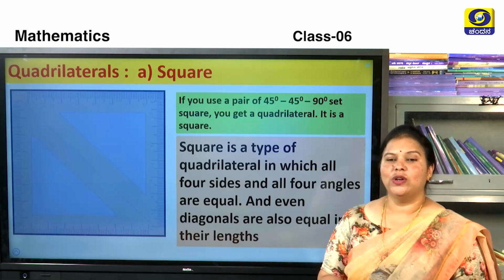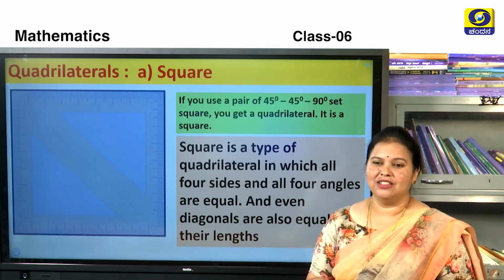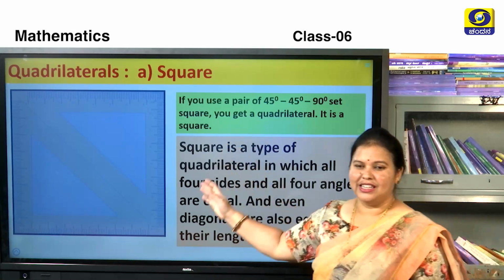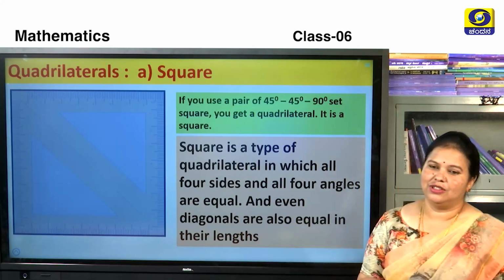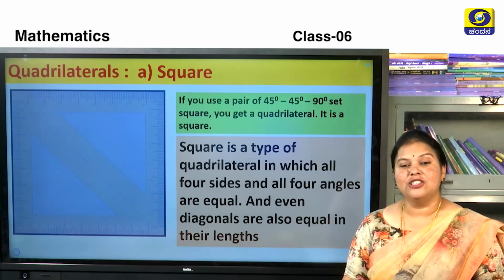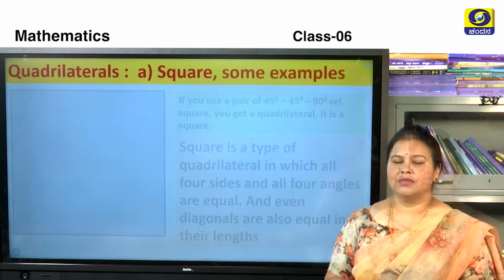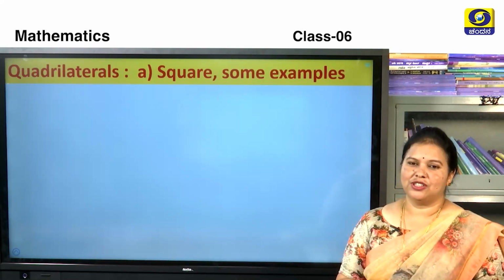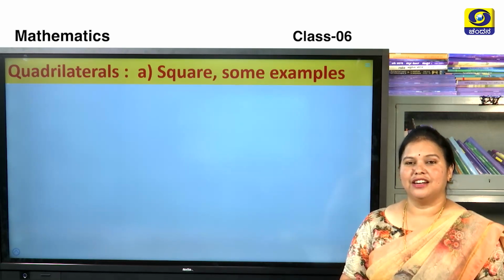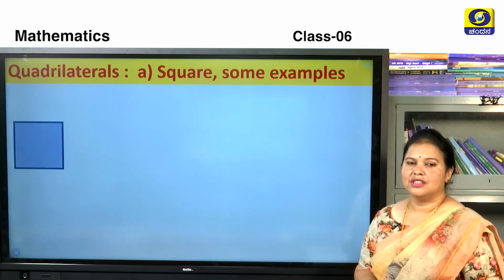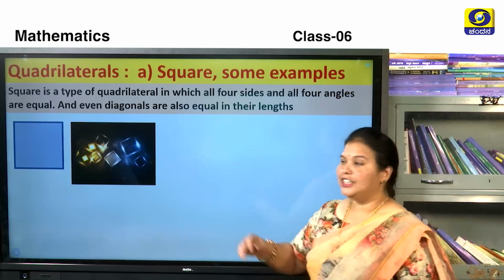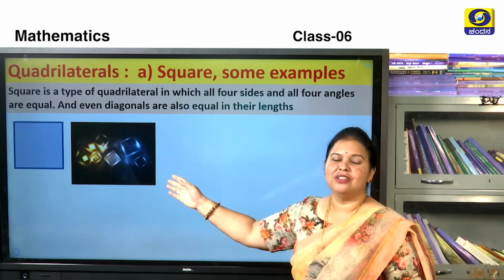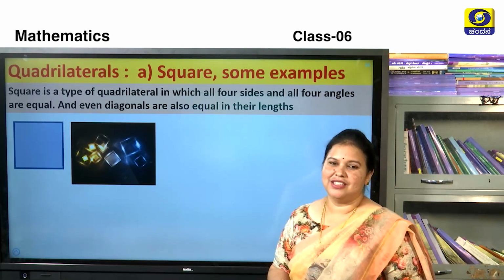Children, a square is a type of quadrilateral in which all four sides and all four angles are equal, and even diagonals are also equal in their lengths. Here are some examples of squares which we see around us in daily life. See, it's a square. In this picture, you can observe square shaped objects, isn't it?